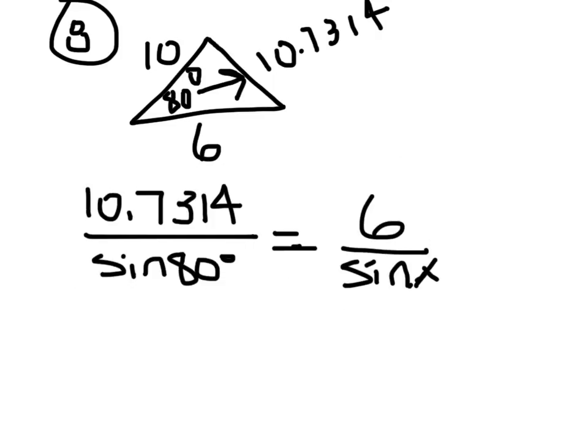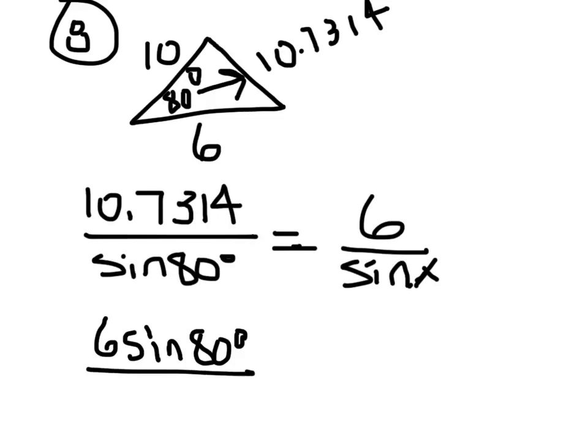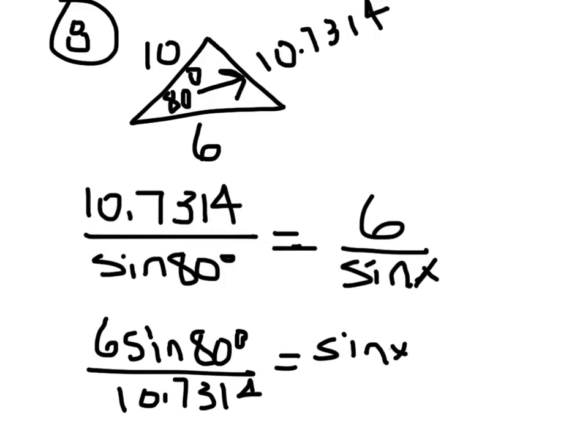So I went ahead and filled in the law of sines. Now if I cross multiply, I'll have 6 sine of 80 is equal to 10.7314 times the sine of x. But I'm also going to just divide by the 10.7314 to get sine of x. And now I know that I'm trying to find x, which is an angle, and I don't know the angle, so I'm going to inverse sine this value.